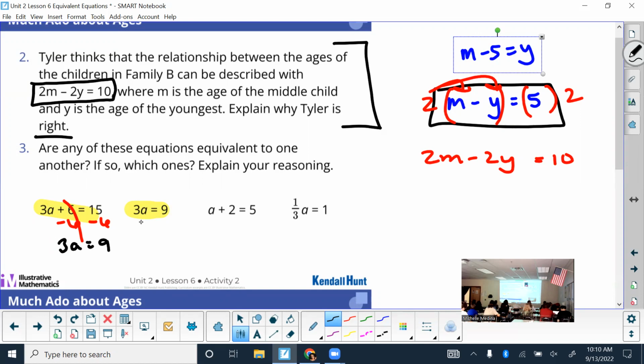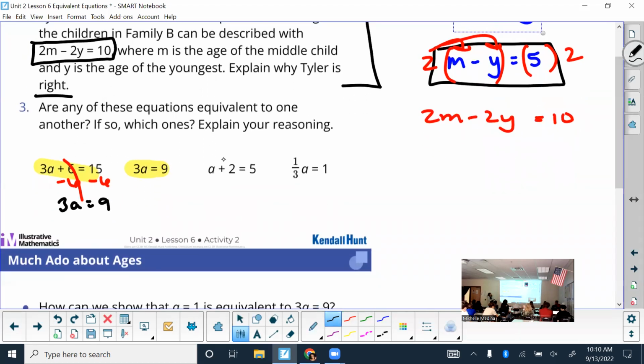Did anyone else find equivalent equations? Gray, did you have your hand up? No, I'm checking. Anyone else? Ryan? Third one. The first and the third one, how did you determine that? Divide them all by 3. Divided this by 3 and this by 3, is that what you mean? Yeah. And then you got a equals, well, it's like 3 plus.